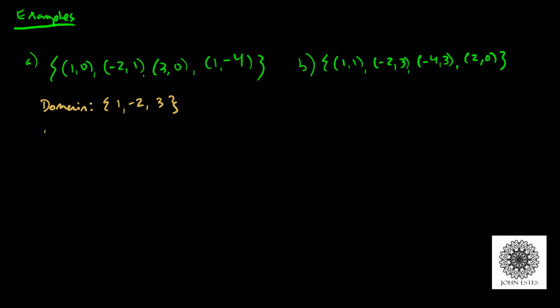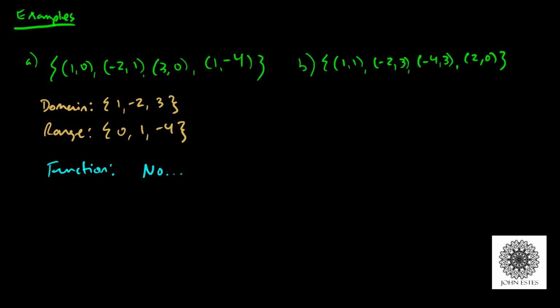And for the range, that's the set of outputs. I have 0, 1, 0 again, and -4. Okay, now, is this a function? And the answer is no. Now why would that be?